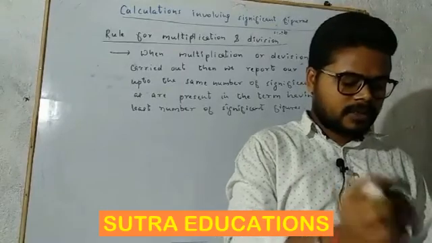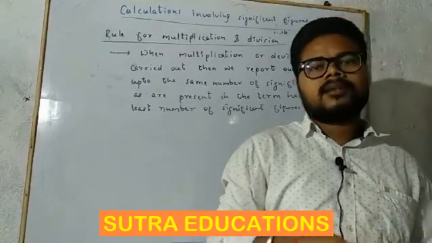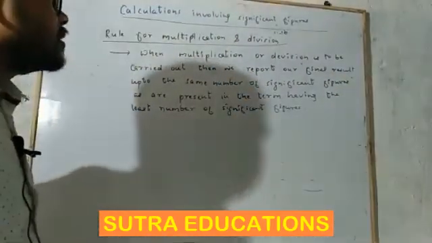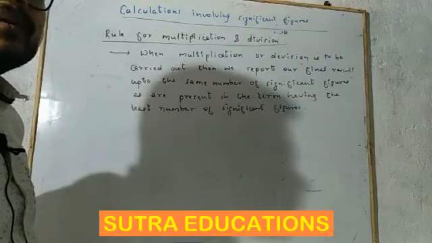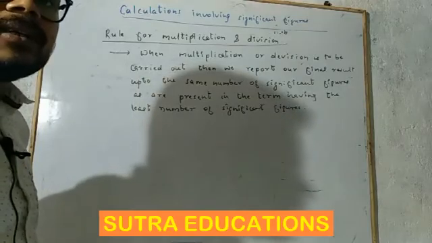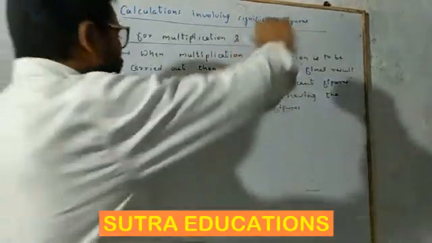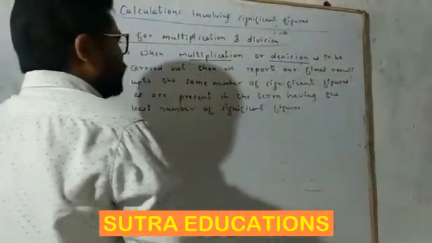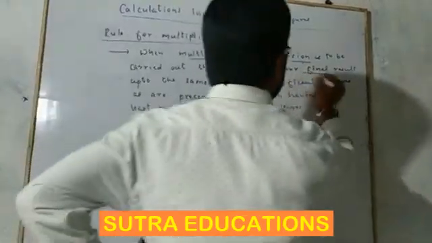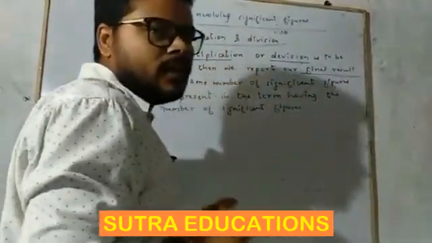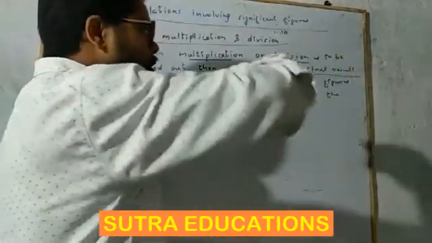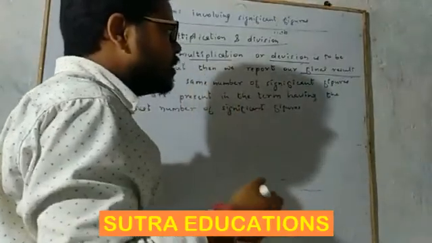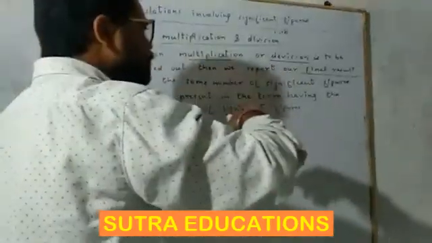Come to the statement once again. The statement is, when multiplication or division is to be carried out, then we report our final result as we were reporting in case of addition and subtraction.